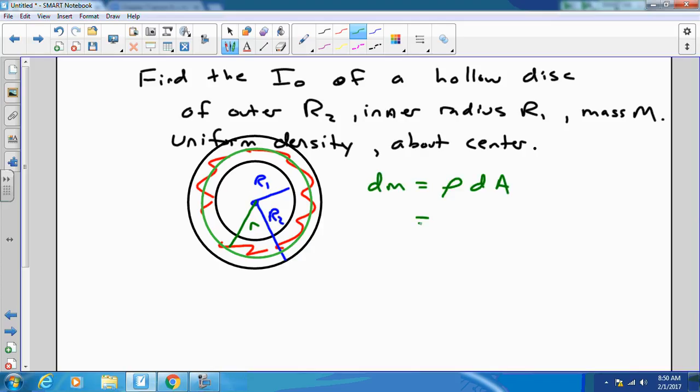So that dm is equal to density times dA, or M over A times dA. Now, the area is tricky. What is the area of my region right here? Big R minus small r? R2 minus R1? Yes, it is the area of the entire circular region, take away the area of the entire hole.